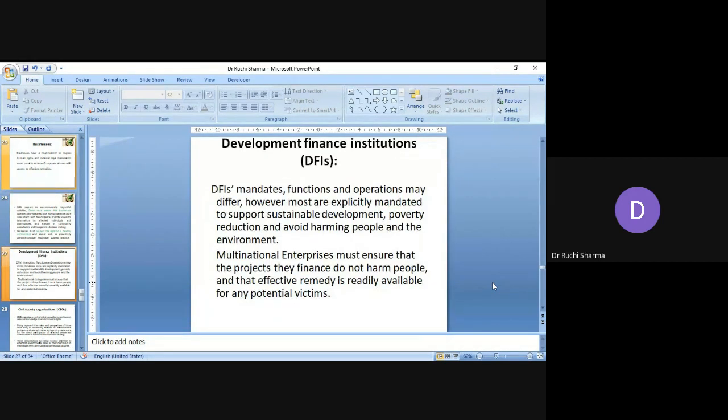Next comes the development finance institutions. They also have a major role, and the multinational enterprises should ensure that the projects they finance do not harm people. For example, for any kind of development projects they are financing or giving money to set up, they should see that the organization does not use the money in such activities which are harming the climate.